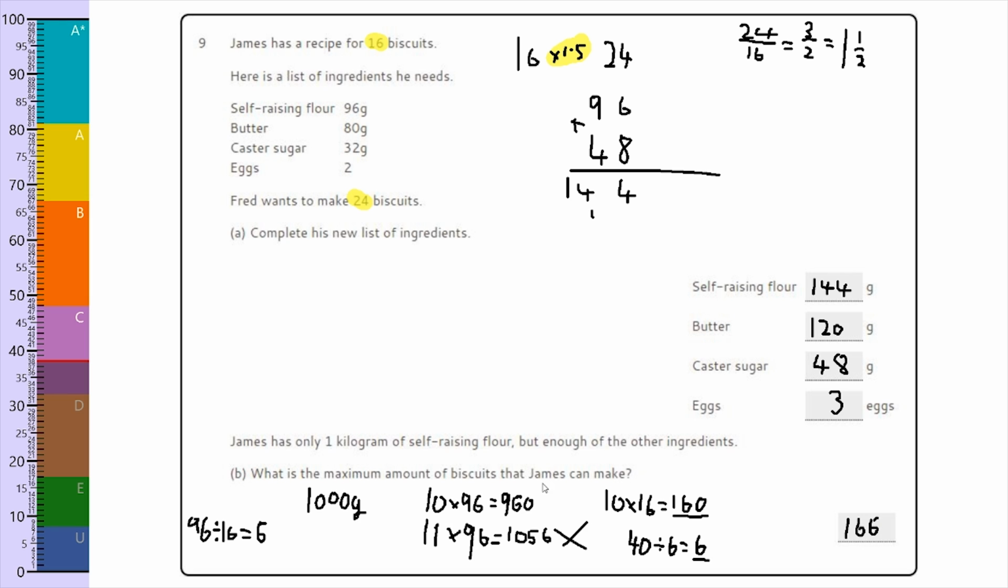Now always check your answer here, check your working out. Well, there's 960, so it's going to be 10 of them, not 11, and 10 is worth 160. And from that 960 that we used, he's going to have 40 left, and each of them takes 6 grams of flour. So 40 divided by 6 is going to be 6, with a bit left. But it doesn't ask us about the bit left, it just says what's the maximum amount of biscuits that you can make. Nice and easy when you know how.